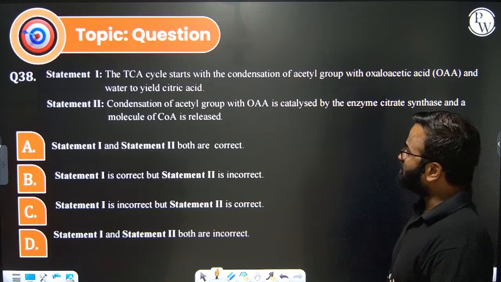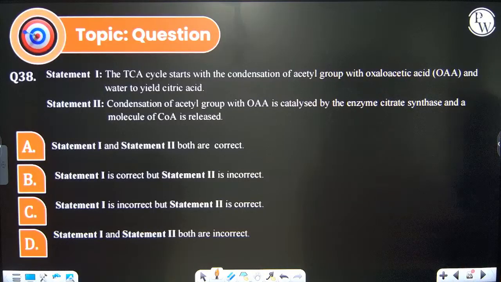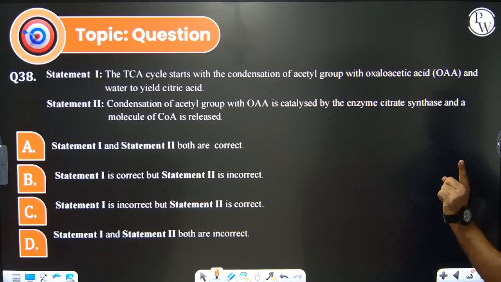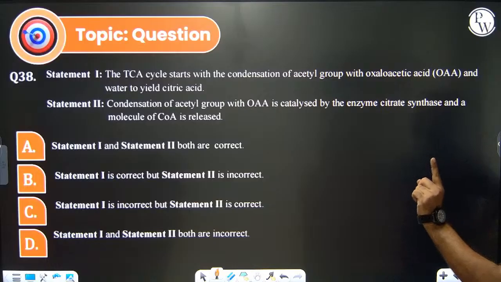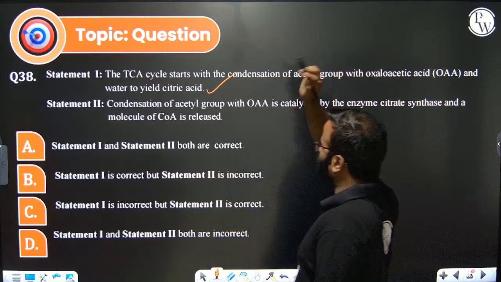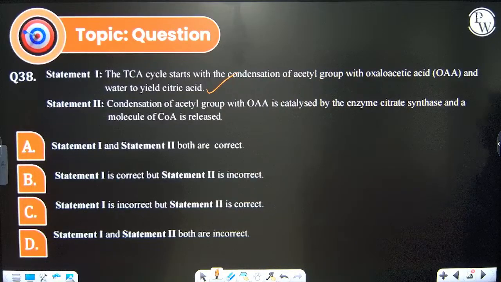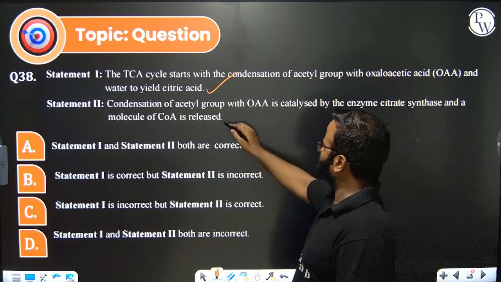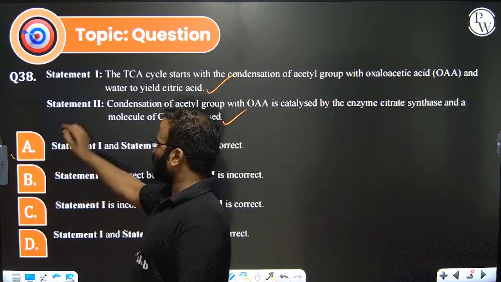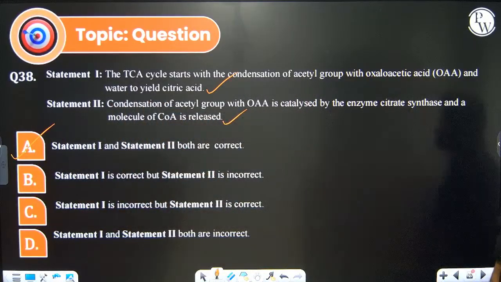Next, the TCA cycle starts with the condensation of acetyl group with oxaloacetic acid (OAA) and water to yield citric acid. What does it say? The TCA cycle starts with the condensation of acetyl CoA with oxaloacetic acid, which requires water. True. Condensation of acetyl group with OAA is catalyzed by the enzyme citrate synthase and a molecule of coenzyme A is released. True. So both the statements are correct.